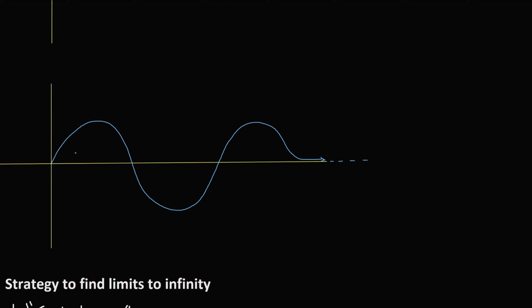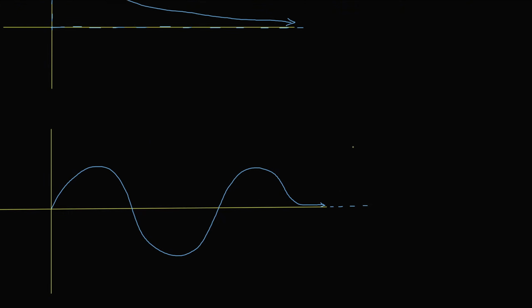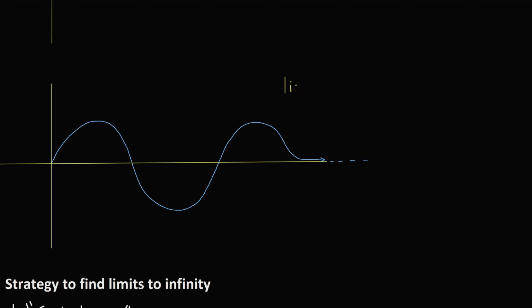Second function, as x approaches infinity, the function also approaches 0. So the limit as x approaches infinity for this function would also equal 0. It doesn't matter what happens in between. It's only asking what happens to the function as it approaches infinity. So this would equal 0.